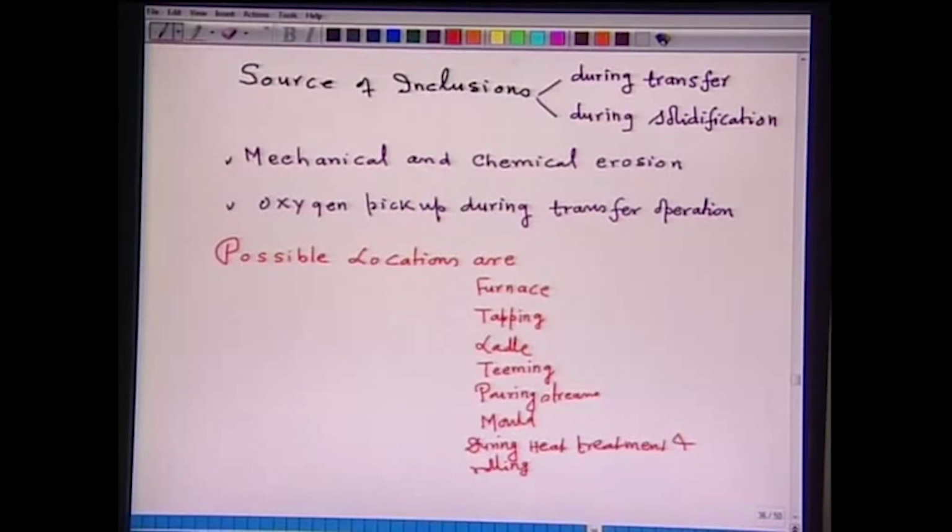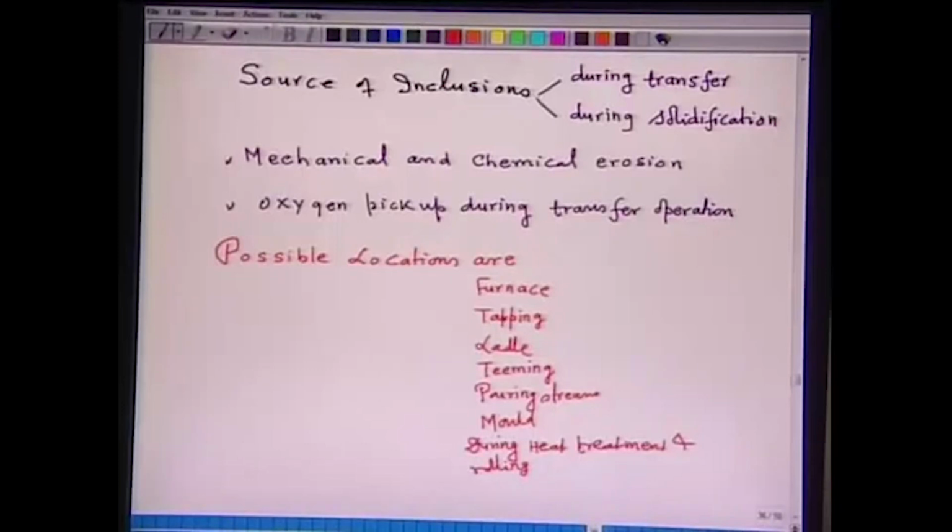So, these are the subsequent locations where molten steel is handled, except in the last stage during heat treatment and rolling, where solid steel is reheated to around 1200 degrees Celsius to create the different properties. So, there also oxidation can occur, and hence some sort of inclusion formation can take place. During solidification, the inclusions which are likely to form will depend upon the concentration of the impurity and the partition coefficient of that impurity. Normally oxides, oxysulfides, nitrides, carbonitrides can form during solidification.